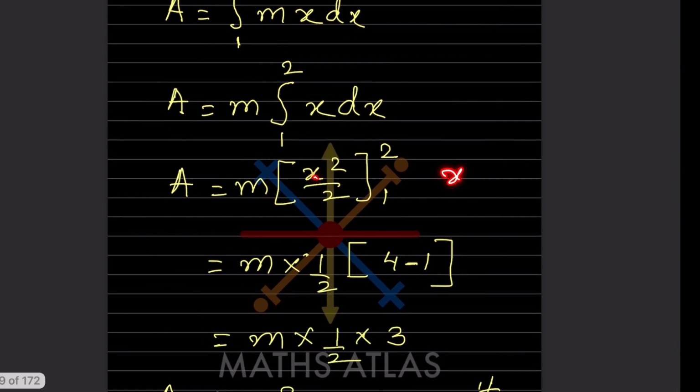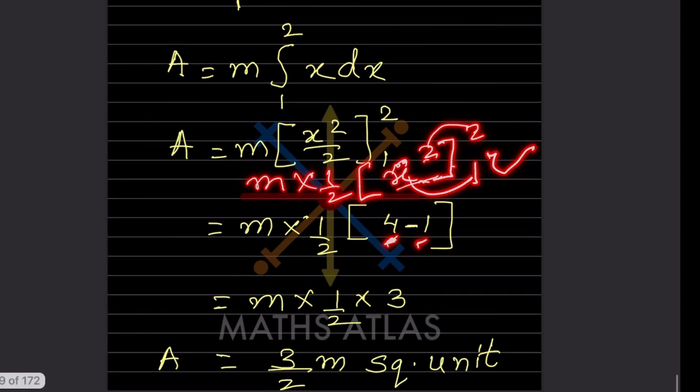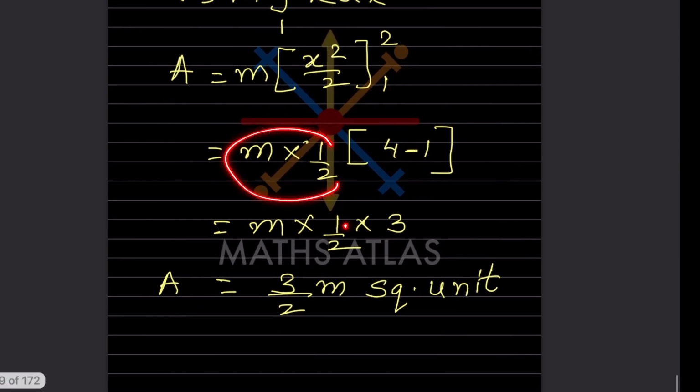So now x square by 2 means we can take half common outside, and this x square will be inside. We can also write one step over here. This is half outside, and here x square, divide this x square, and then you are going to put here 2 and 1. So here x square means this 2 goes to here, that is going to be 4, and this will be minus 1. So you can write this one step. So here m into 1 by 2 as it is, and this is going to be 3, and which is the area 3 by 2 m square units.